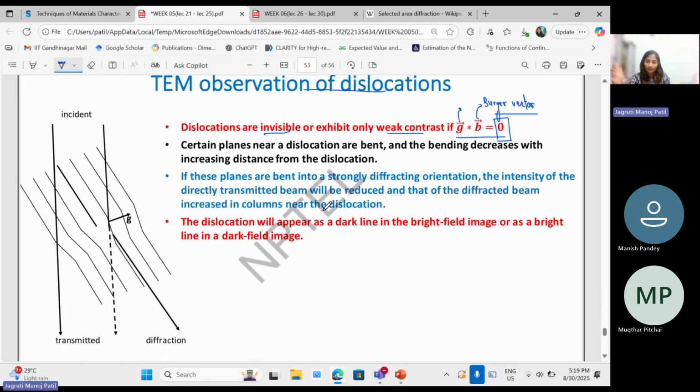So if these planes are bent, they are strongly diffracting. You know when something diffracts, when light diffracts, exact same thing. When it is bending, the intensity will be reduced at that point and diffraction would be increased. So your direct beam would be reduced and your diffracted beam will be increased. Similarly, it will appear dark in a bright field image, whereas it will appear bright in a dark field image.